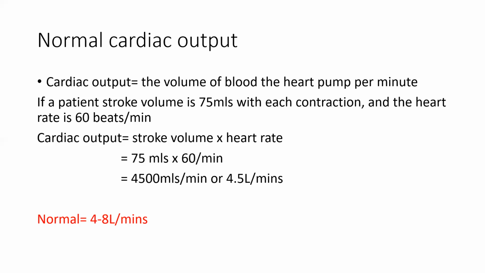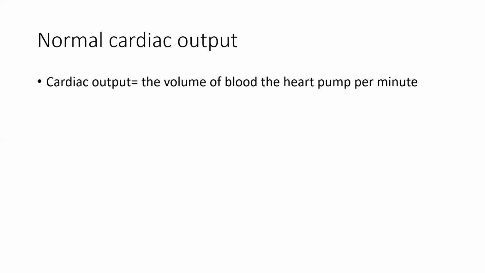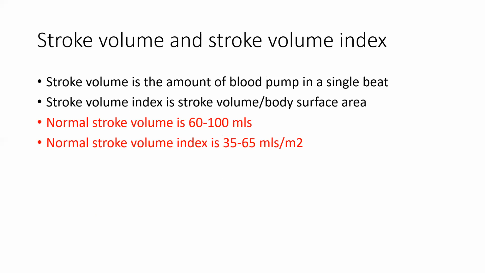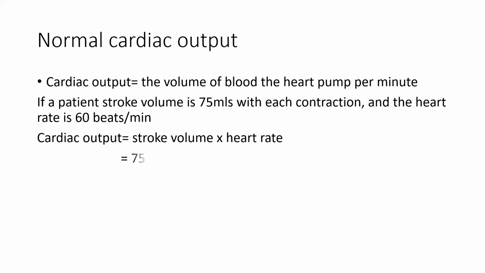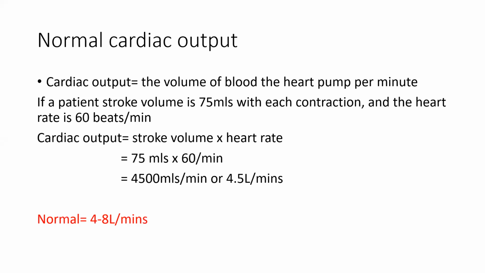So you have to remember the normal stroke volume, 60 to 100. You have to remember the normal stroke volume index, 35 to 65 mL per meter squared. You have to remember the normal cardiac output, which is 4 to 8 liters per minute. And another thing that I wanted to teach is cardiac index. Same as stroke volume index, this is cardiac output divided by body surface area.